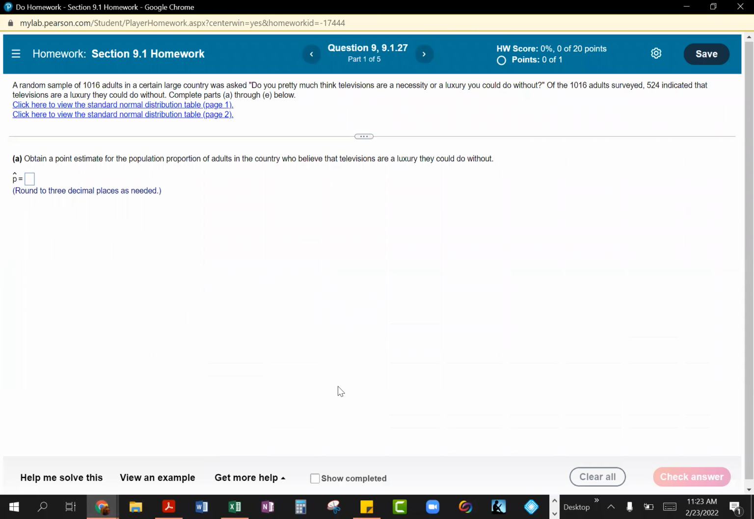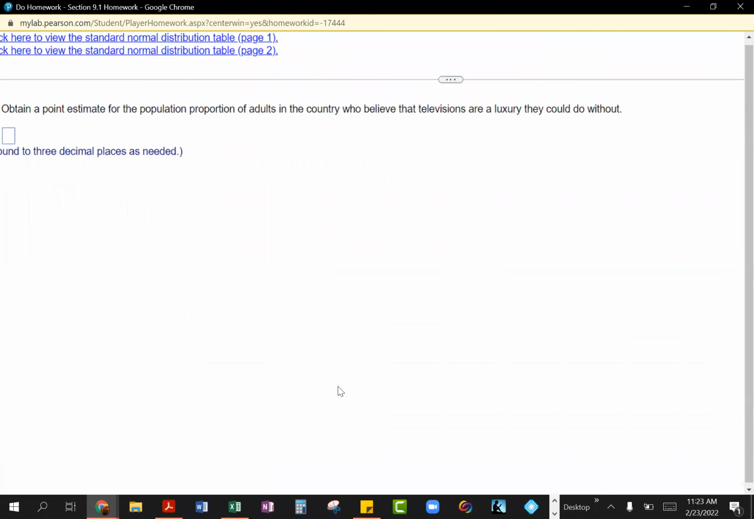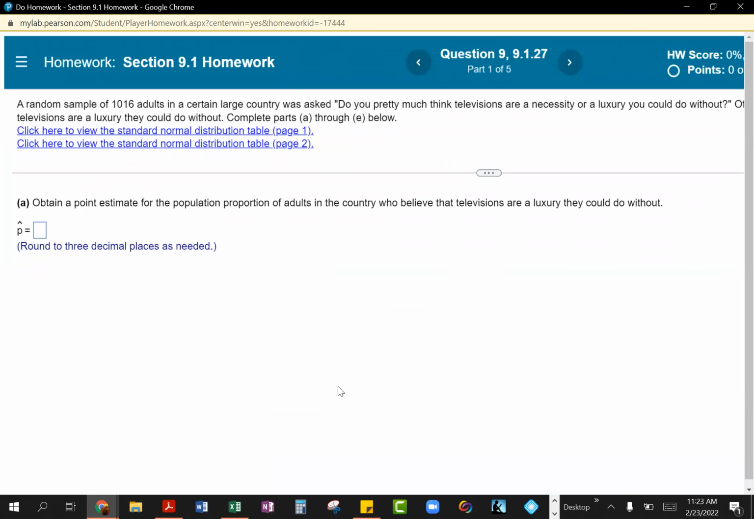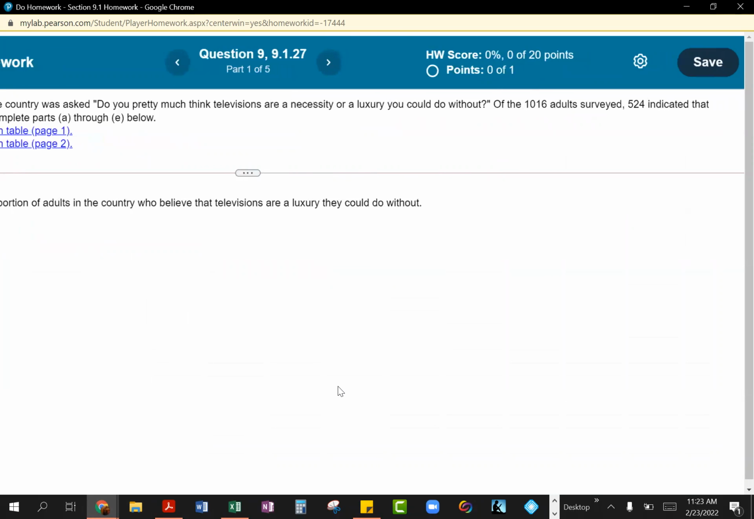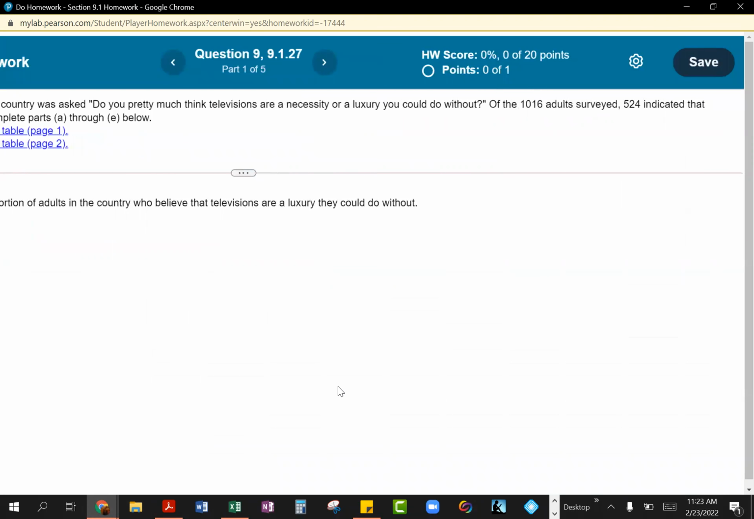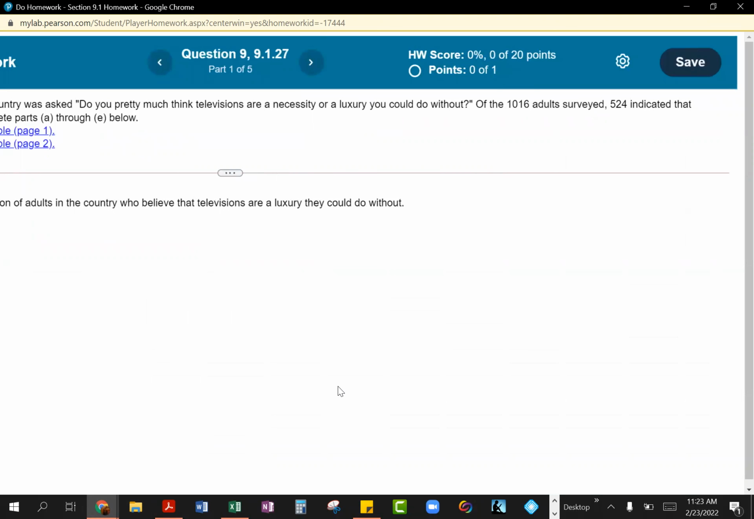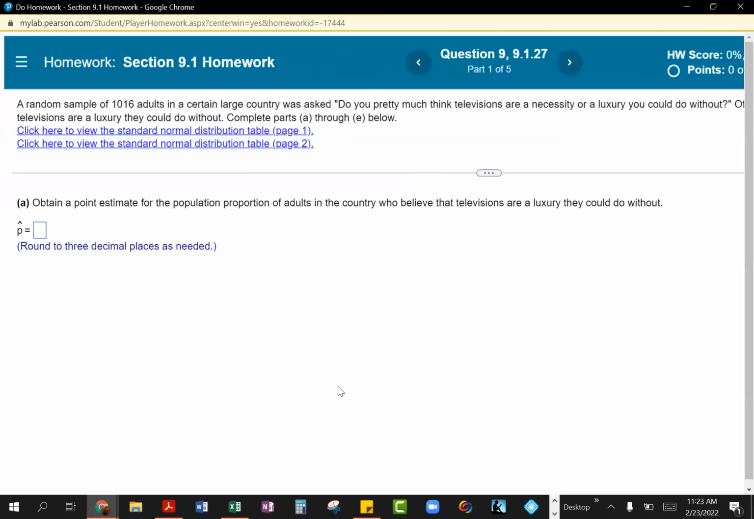So this first example, and I'll make it a little bit bigger so you can see it better, says a random sample of 1,016 adults in a certain large country was asked, do you think televisions are a necessity or a luxury you could do without? Out of these 1,016 adults surveyed, 524 indicated that televisions are a luxury they could do without. So that's your basis over here.